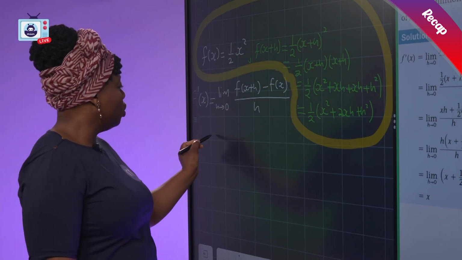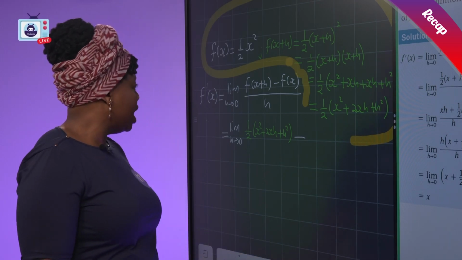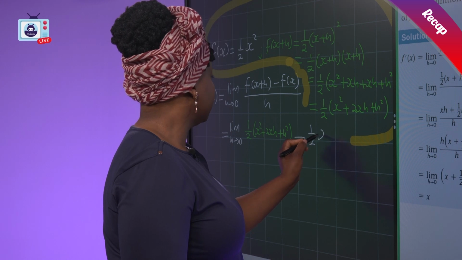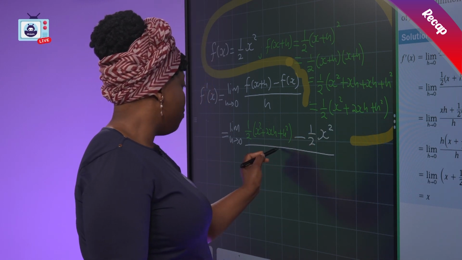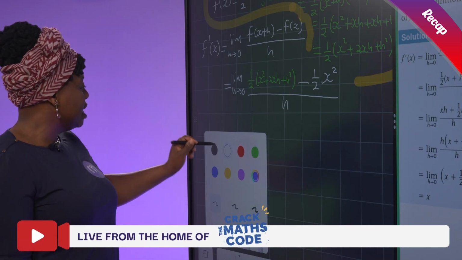So let's substitute. This will be equals to the limit as h approaches 0. That is very, very important. Then instead of writing f of x plus h, we are going to write, let's use our green, a half, and then it has x squared plus 2xh plus h squared. That is what we have, right? And then we subtract the f of x, which is given as a half x squared. Then we divide the whole of this by h, just as it is in the formula, and that's how you answer that question, or you write it in that second step.